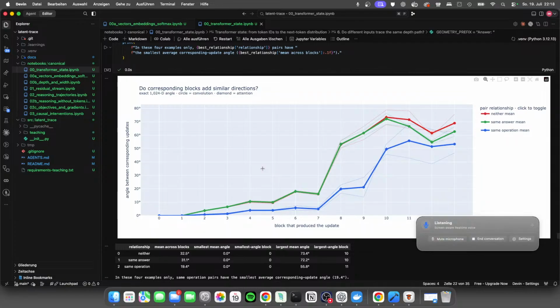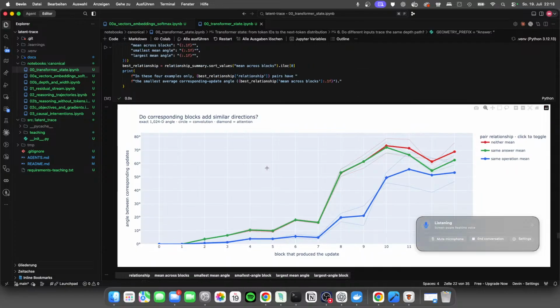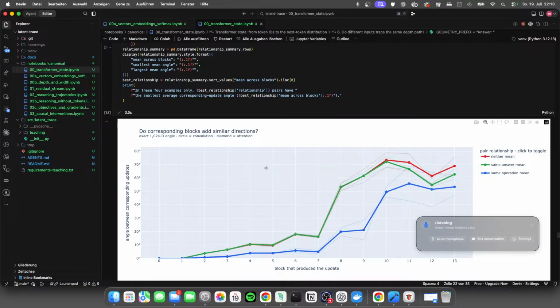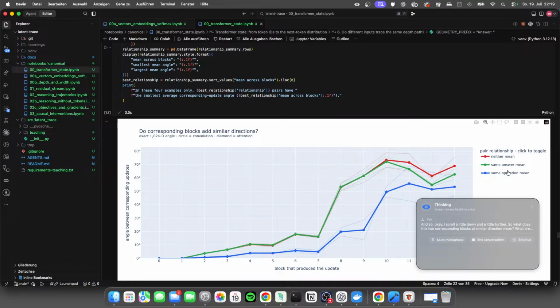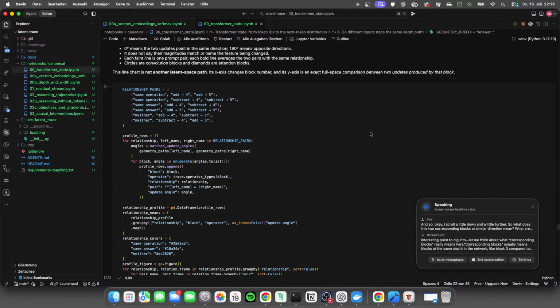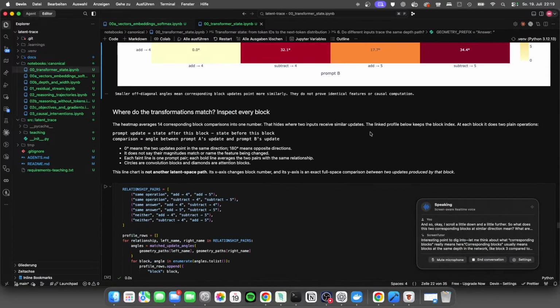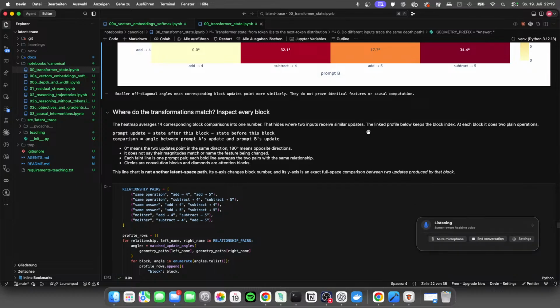Okay, I scrolled a little further down. So what does "corresponding blocks at similar direction" mean? What are corresponding blocks in that sense? Interesting point to dig into. Let me think about what corresponding blocks really means here. Corresponding blocks usually means blocks at the same depth in the network, like block 3.